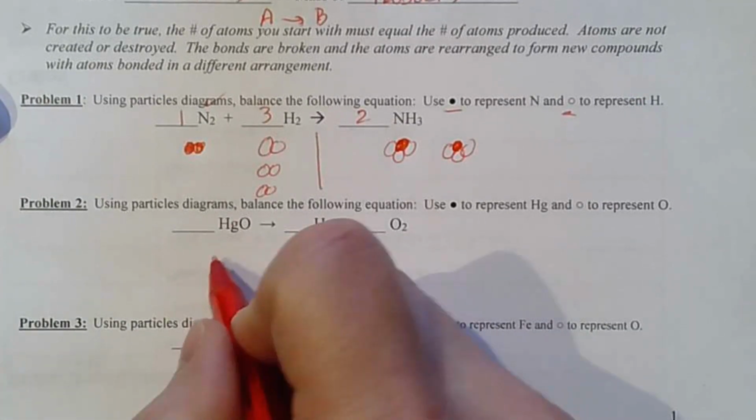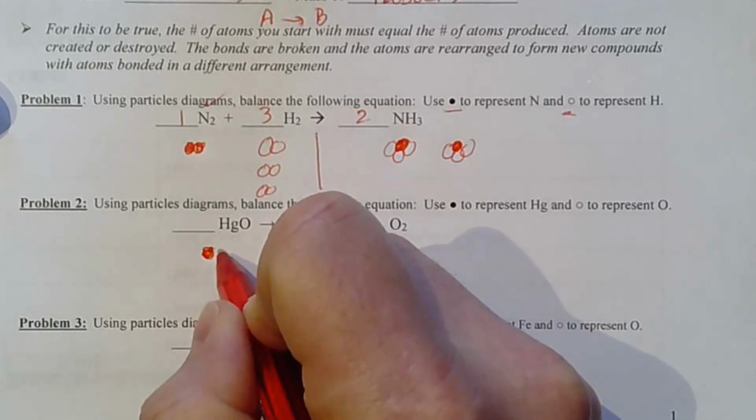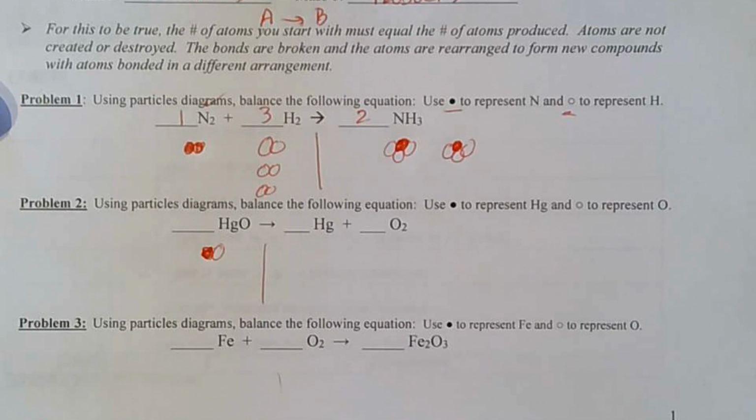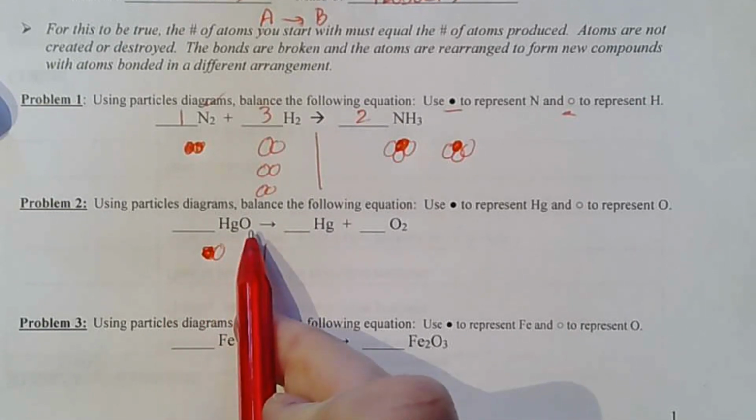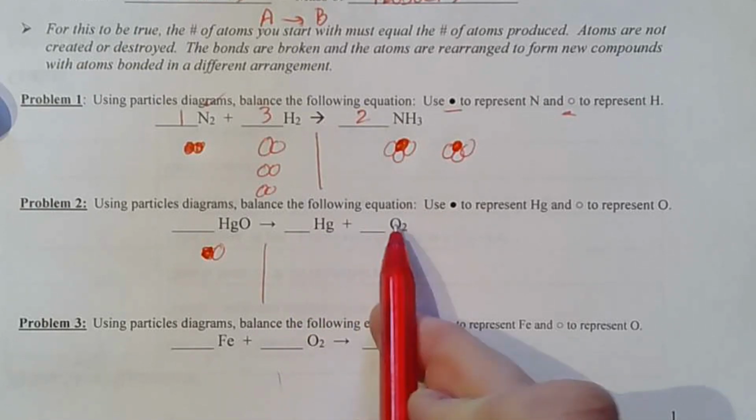Now the second example, we've got mercury, which is going to be the closed circle this time, and we've got our mercury 2 oxide, and this is decomposing into just elemental mercury and elemental oxygen.